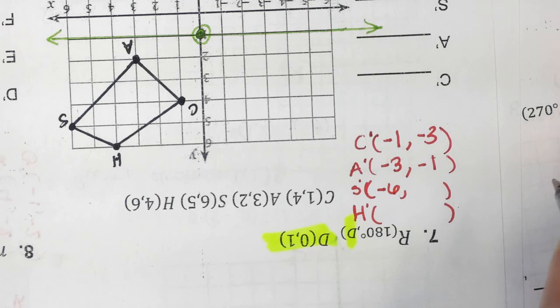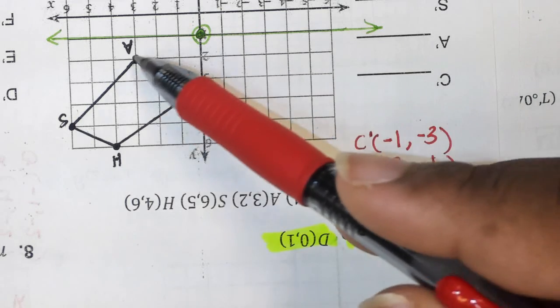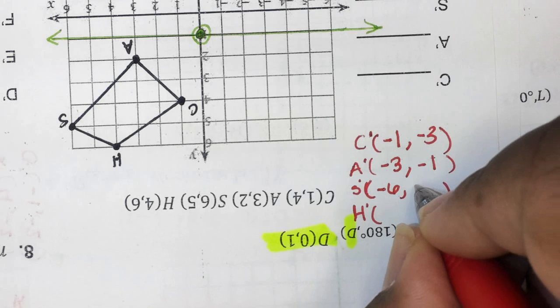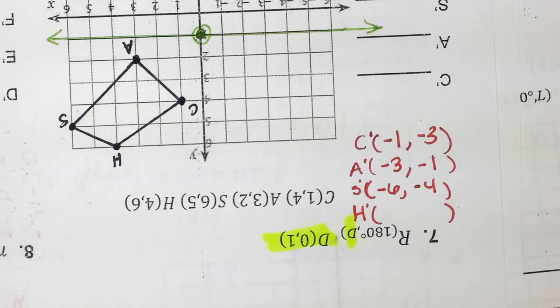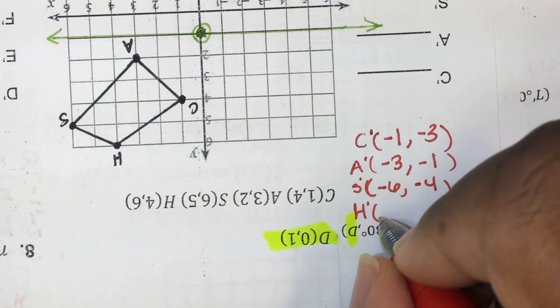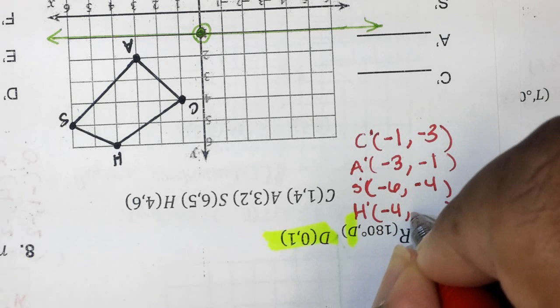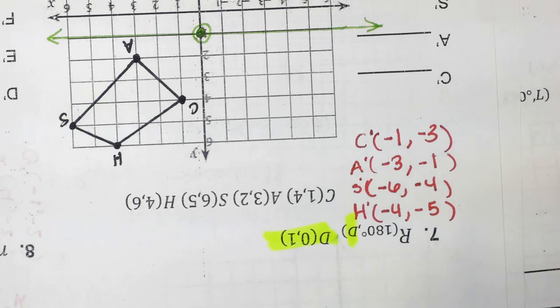Count again this next part. -6 I agree with. That's fine. I know why you did that. Make sure you're going from the center of rotation. So -6, -4. The last one. -4, -5. Alright. So we got what we needed from that.